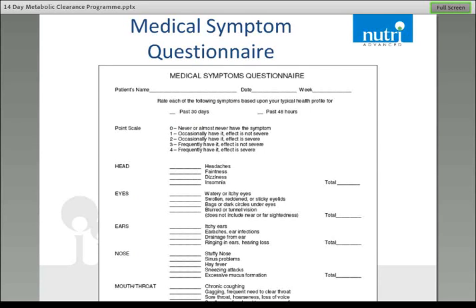The next thing you want to do is complete your first medical symptoms questionnaire. What you're doing is recording the symptoms that you've experienced over the previous 30 days. You score them, 0 being no symptom or not a problem for you at all, up to 4 being a frequent and the most severe symptom. Tot up each section within that MSQ, and again, hand that back to your practitioner. They may want it back at the end.